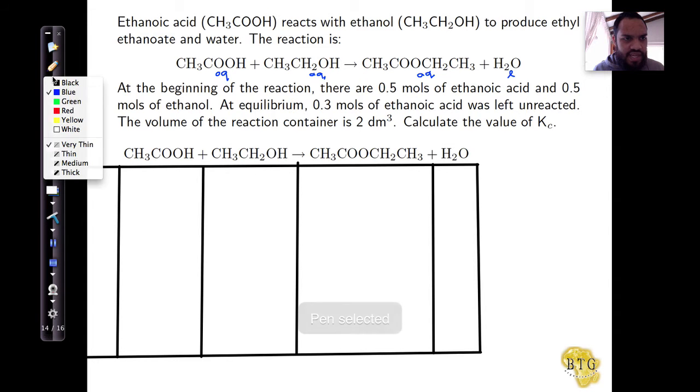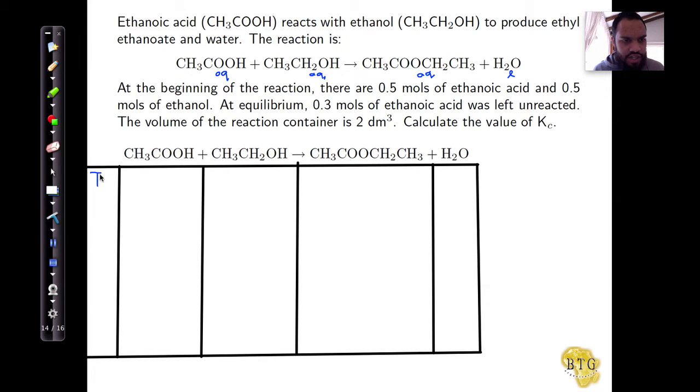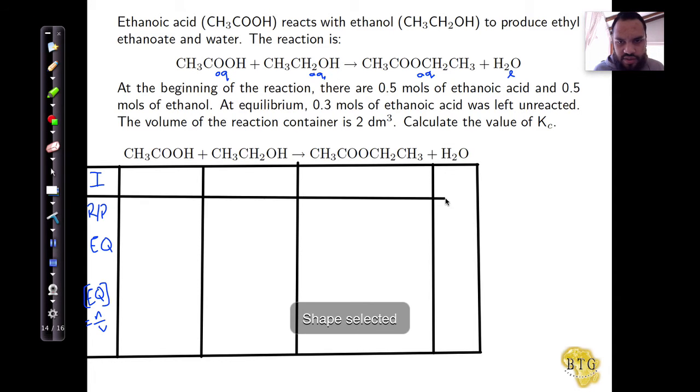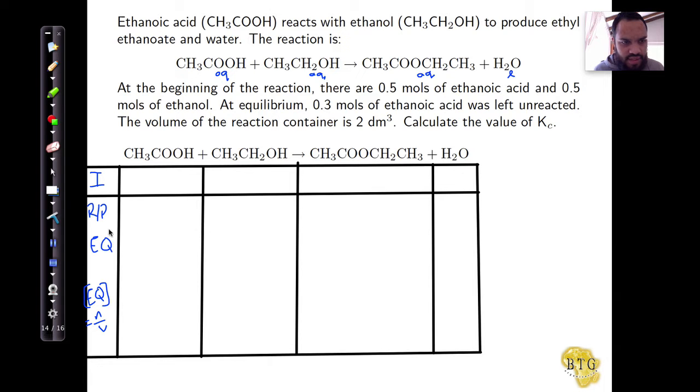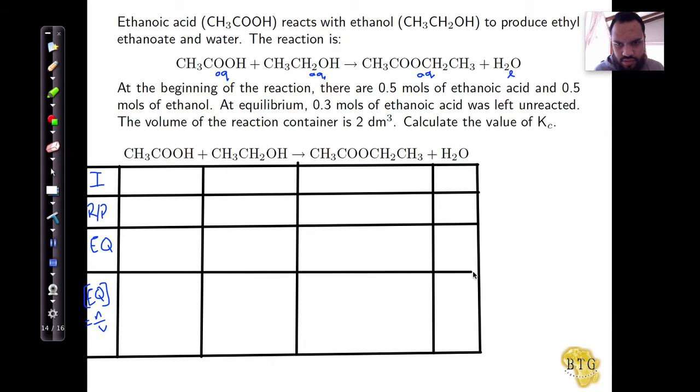What I want to do in the meantime is add initial, and then reacted or produced, and then equilibrium, and then the equilibrium concentration, right? And that thing over there is equal to N over V. And here we're going to see an example where the V is a little bit different to the previous one. Okay, so let's just draw the lines across once again. And I'm setting up my table. Okay, and that's the final row over there.